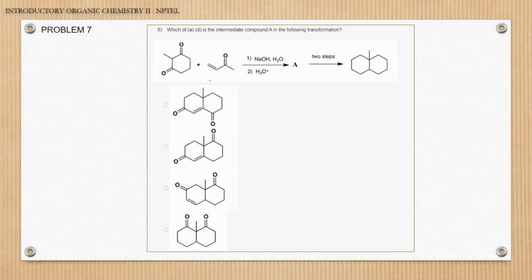So coming to problem number 7. This is also a similar kind of question, in which you have to identify which of A to D is the intermediate compound A. Here also they have treated this diketone and alpha beta unsaturated ketone with sodium hydroxide, water. Sodium hydroxide is a base, so it will abstract an acidic proton. Similarly, it will abstract the acidic proton from this side. Attack will be 1,4 in nature, right?